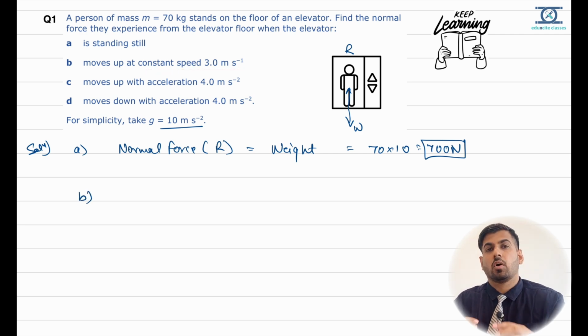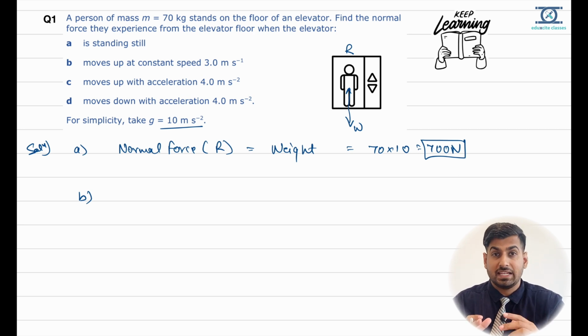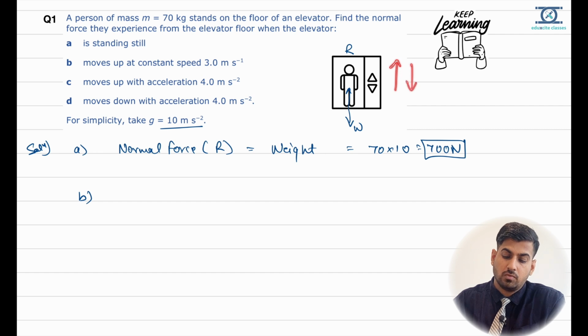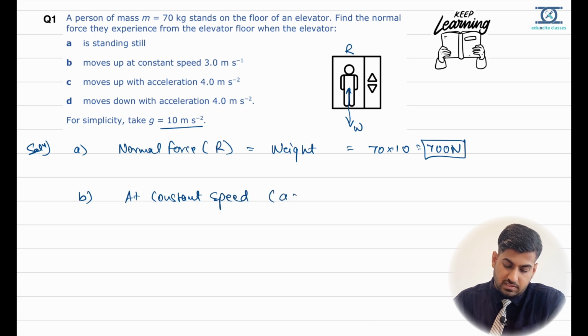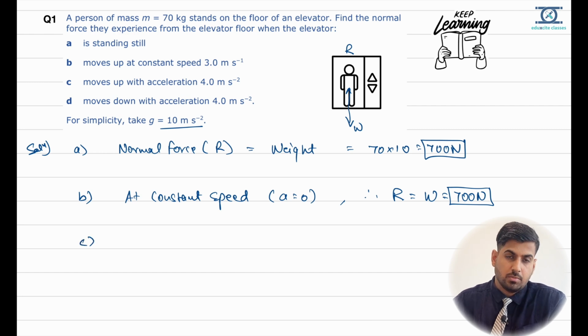Whenever the object is moving with a constant speed, the acceleration will be 0, because there is no change in velocity. So F net is 0. Whether it is moving up or moving down with constant speed, the forces will remain the same. So at constant speed, that is acceleration is 0, therefore normal reaction is equal to weight, again 700 Newton. That's the answer for the B part.